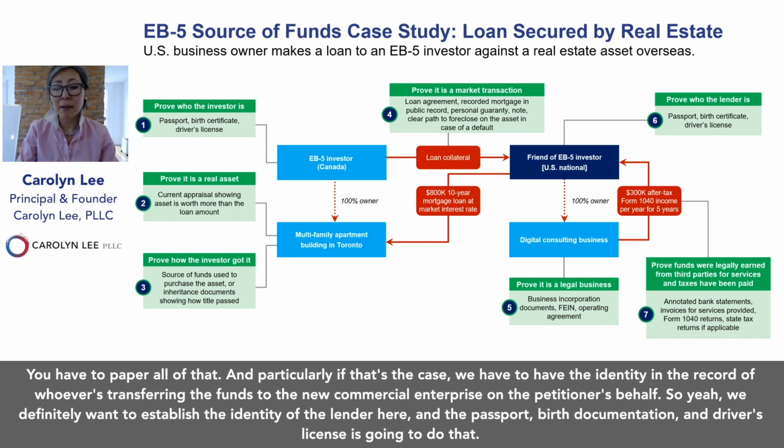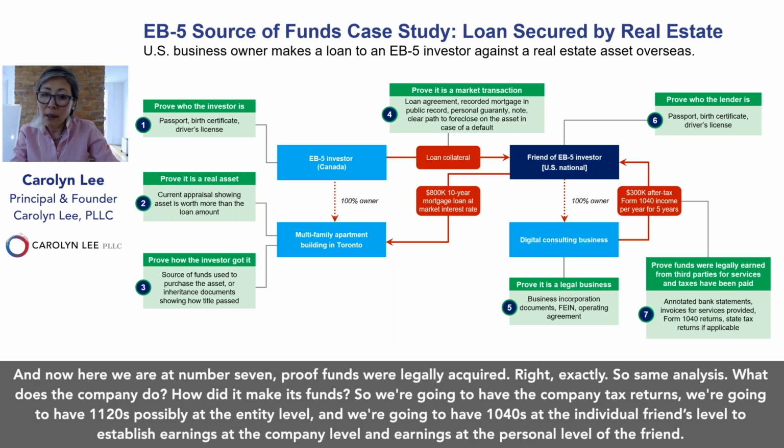So yeah, we definitely want to establish the identity of the lender here, and the passport, birth documentation, and driver's license is going to do that. And now here we are at number 7, proof funds were legally acquired. Right, exactly. So kind of, you know, same analysis.